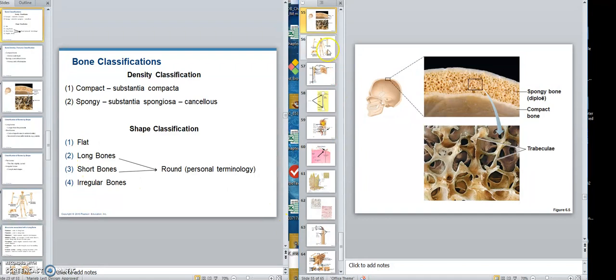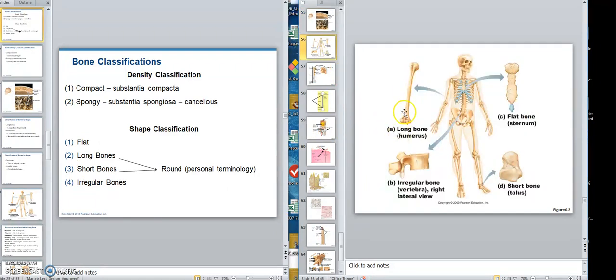Okay. So when we look at that, let's just look at this picture here. Here's a long bone. Here's a flat bone like the sternum. Here's an irregular shape. And here's kind of a short bone that would be like in the ankle and so forth. They're kind of more roundish in a way, but again, that's my own deal. So flat, long, short, and irregular shape.